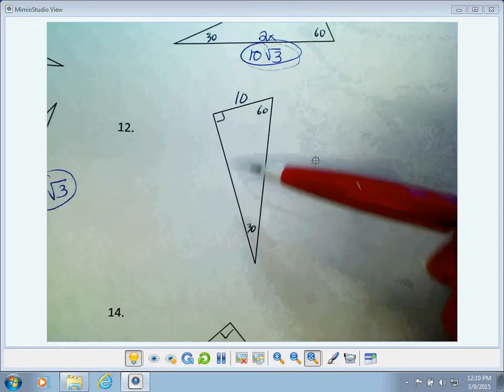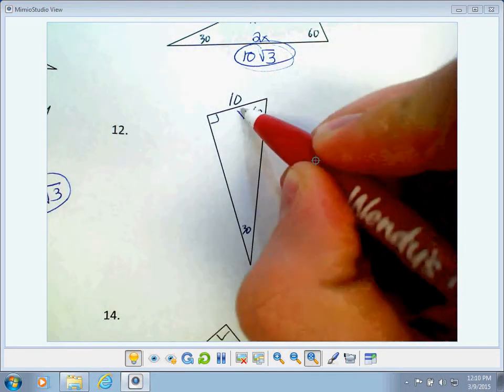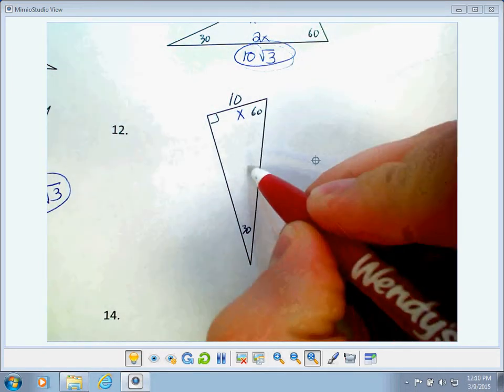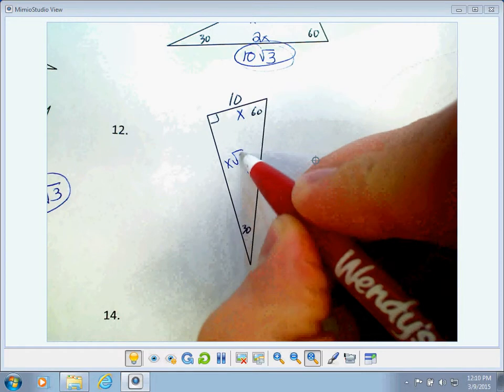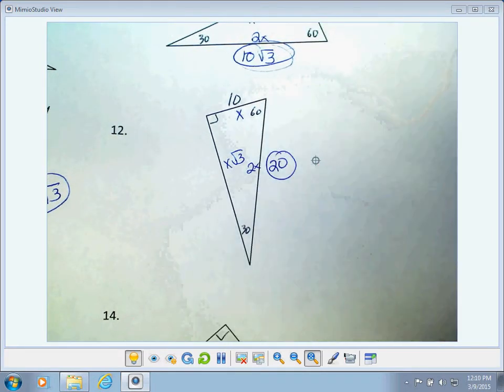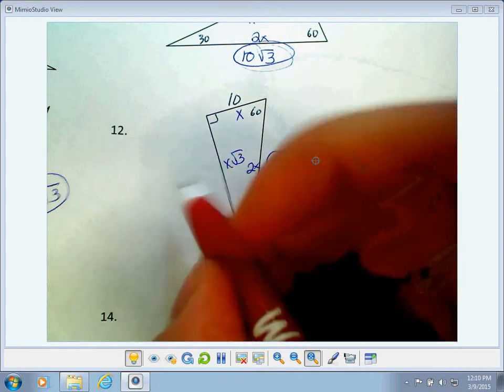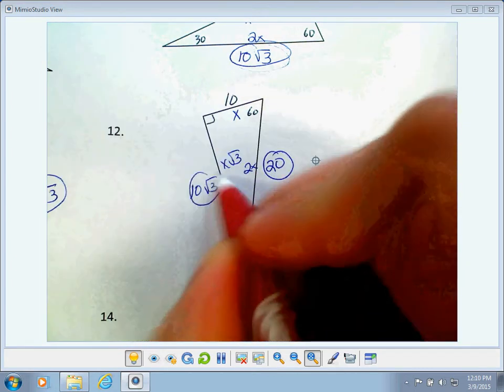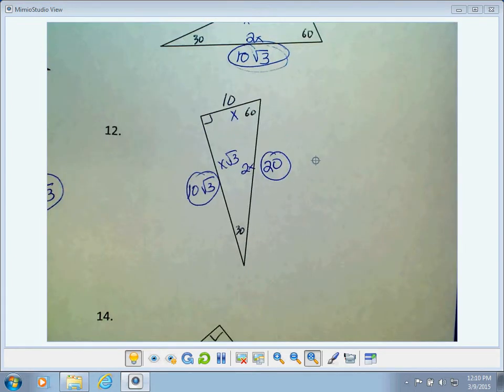And then for number 12, we are given x as 10. So doubling that will give us 20 for this side. And since we know x is equal to 10, that means this side is 10 square root of 3. So problems like 11 and 12 are going to be the easier ones to do as long as you just remember the pattern. You won't really have to worry about doing too much math in this case or using any of the tricks.